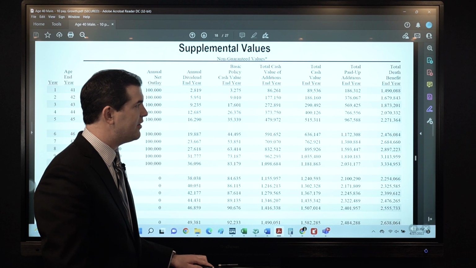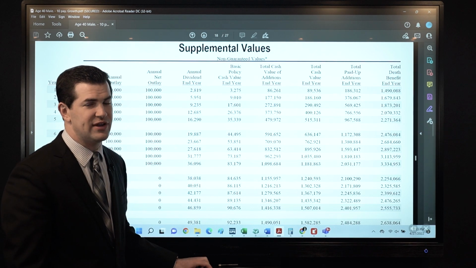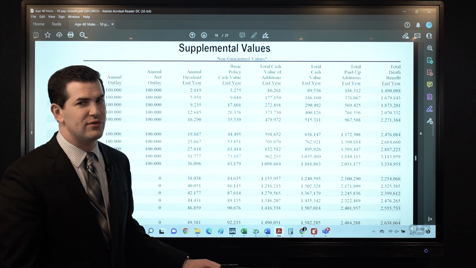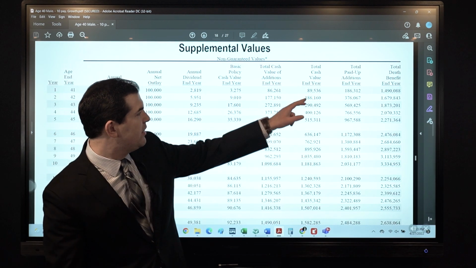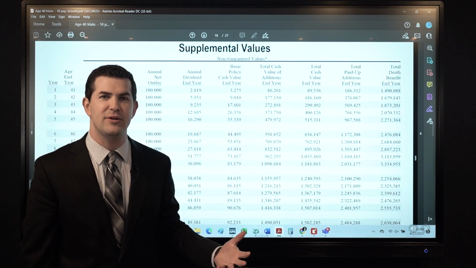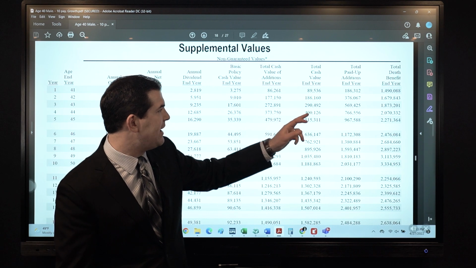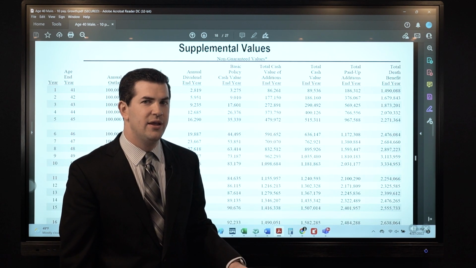But what I can see here is that I'm actually negative in the first and second year. And then each year it gradually gets better. What's my growth each year though? Year 2 to 3, I pay in $100,000. It grew from $186 to $290.